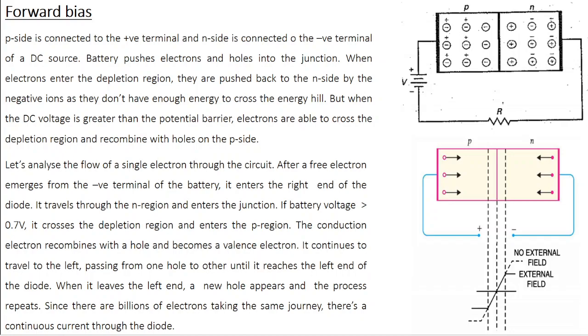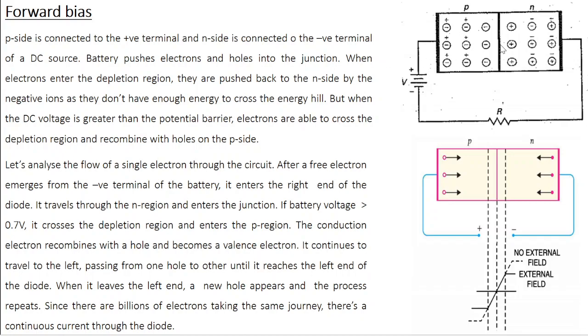What happens here? Look at the P side. Here majority carriers are positively charged holes, and these are going to be repelled by the positive terminal. In other words, the positive terminal is going to push the holes towards the junction. On the N side, the majority carriers are free electrons, and the negative terminal is going to push these negatively charged free electrons towards the junction. So the battery pushes both electrons and holes into the junction.